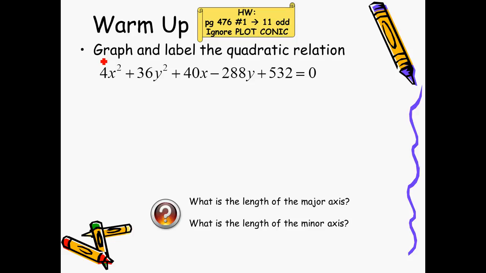We're going to stick with ellipses right now, and I hope you recognize that even though I say graph and label, and I give a very generic quadratic relation, you are looking at the coefficient of x squared and the coefficient of y squared, and saying to yourself: A is 4, C is 36, A does not equal C, neither one of them is 0, but they both have the same sign. Therefore, without graphing, I know this is an ellipse.